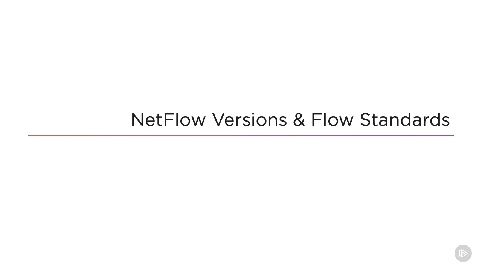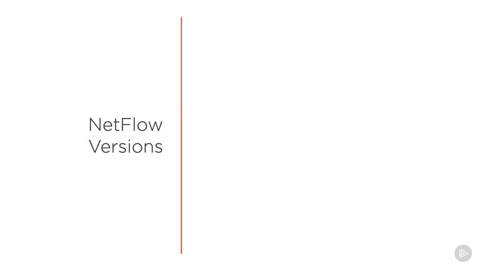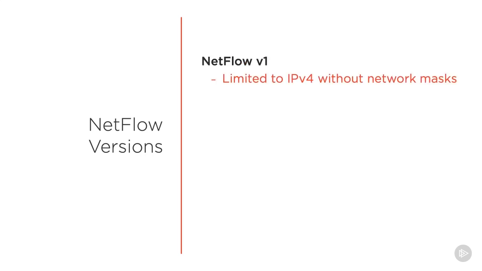Now that you know about NetFlow basics and the benefits that it can provide, let's talk about the different NetFlow versions. NetFlow version 1 was, well, the first version of NetFlow. It was only limited to IPv4 without network masks and autonomous system numbers. It is now obsolete. NetFlow version 5 is a very popular NetFlow version.